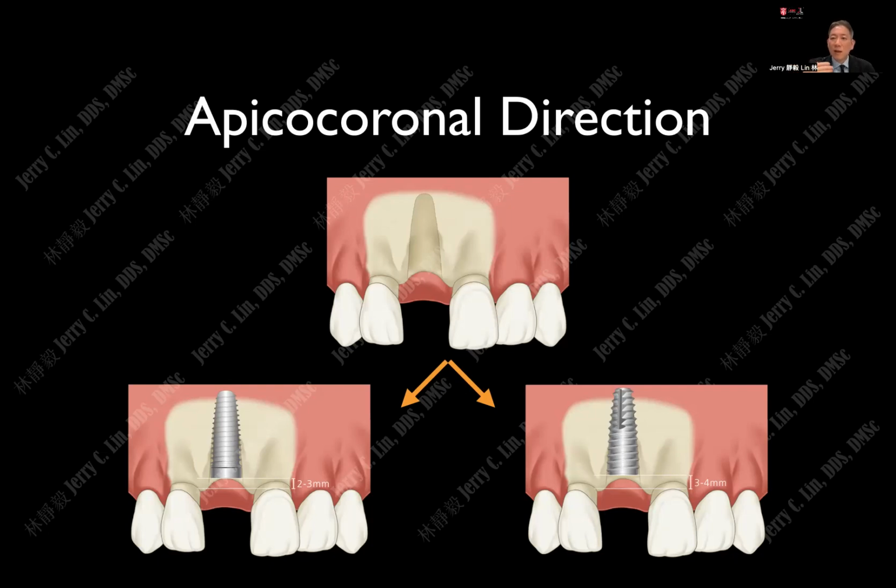But of course, nowadays a lot of people try to go a little bit deeper because we need more running room for the aesthetics, for the emergence profile. But in general, for platform switch conical connection implants, we now get a very good result with the implant placed 3 to 4 millimeters apical to the CEJ or the future gingival margin. That could end up with good dimension for emergence profile, and at the same time good aesthetics.